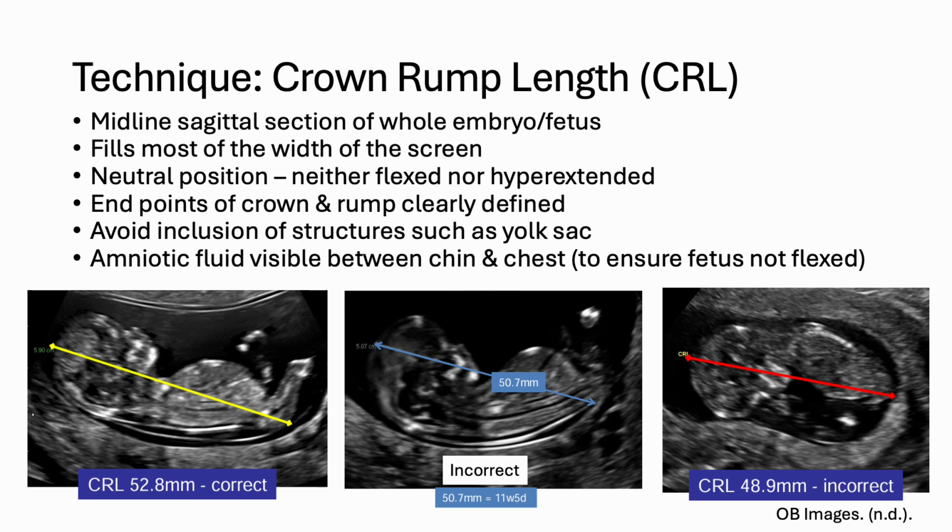So you can see in the second image, the baby is flexed. You can also see that the end of the measurement on the rump doesn't quite go to the rump. And then again on the last image, the incorrect image, it's not getting the full baby in the image. You can't see the legs, you can't see the rump well. And so those are not going to be correct dating ultrasounds. So it's very important. This can be very hard because the baby's little. It's hard to get that perfect image, but it's very important when we're trying to make decisions later that we have a good ultrasound at this point.